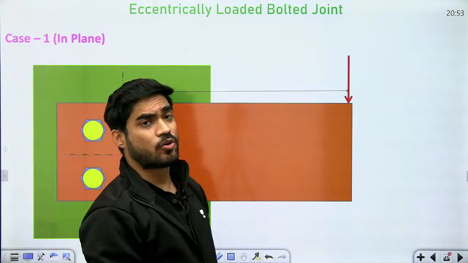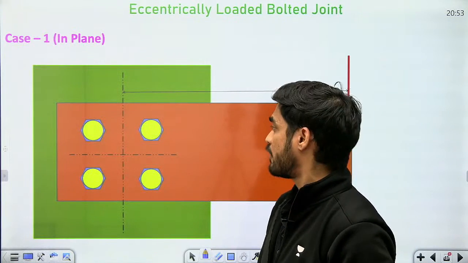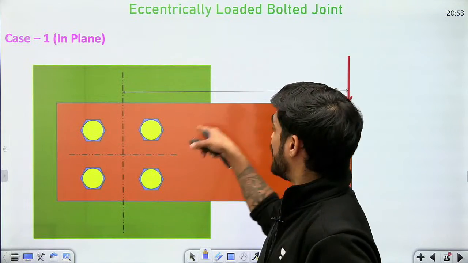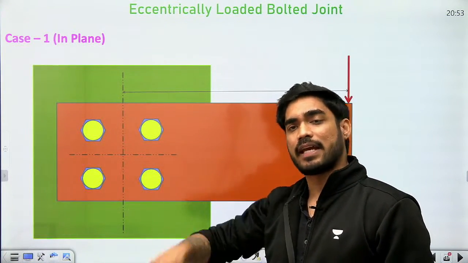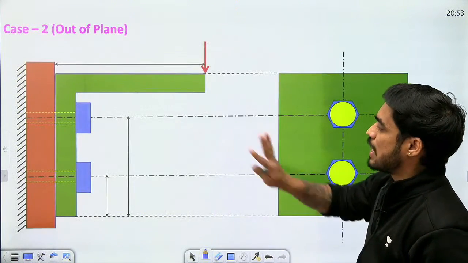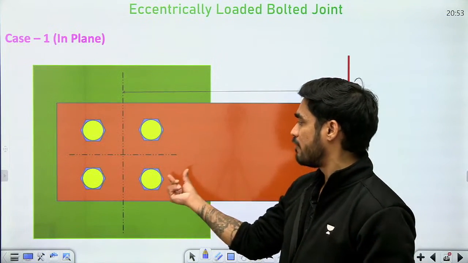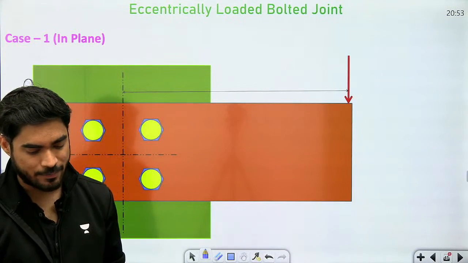अब एसेंट्रिकली लोडेड रिवेटेड जॉइंट के कल हमने जो दो केसेस देखे थे, वी सॉ टू केसेस ऑफ एसेंट्रिकली लोडेड रिवेटेड जॉइंट. द सेम केस इज आल्सो देयर अंडर बोल्टेड जॉइंट. बोल्टेड जॉइंट में भी यू गेट द सेम केसेस. केस नंबर 1 इन प्लेन लोडिंग, केस नंबर 2 आउट ऑफ प्लेन लोडिंग. ओके, यू कैन सी दैट राइट नाउ इंस्टेड ऑफ रिवेट्स आई हैव बोल्ट्स. रिवेट की जगह हमारे पास क्या है मेरे भाई? रिवेट्स की जगह हमारे पास बोल्ट है.